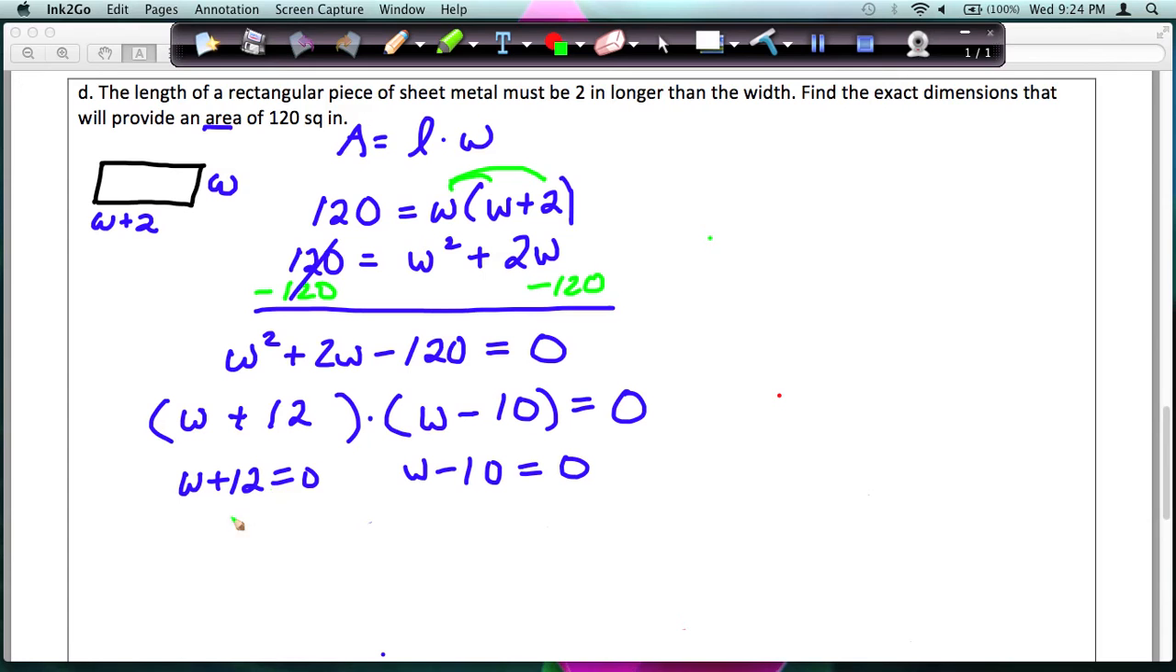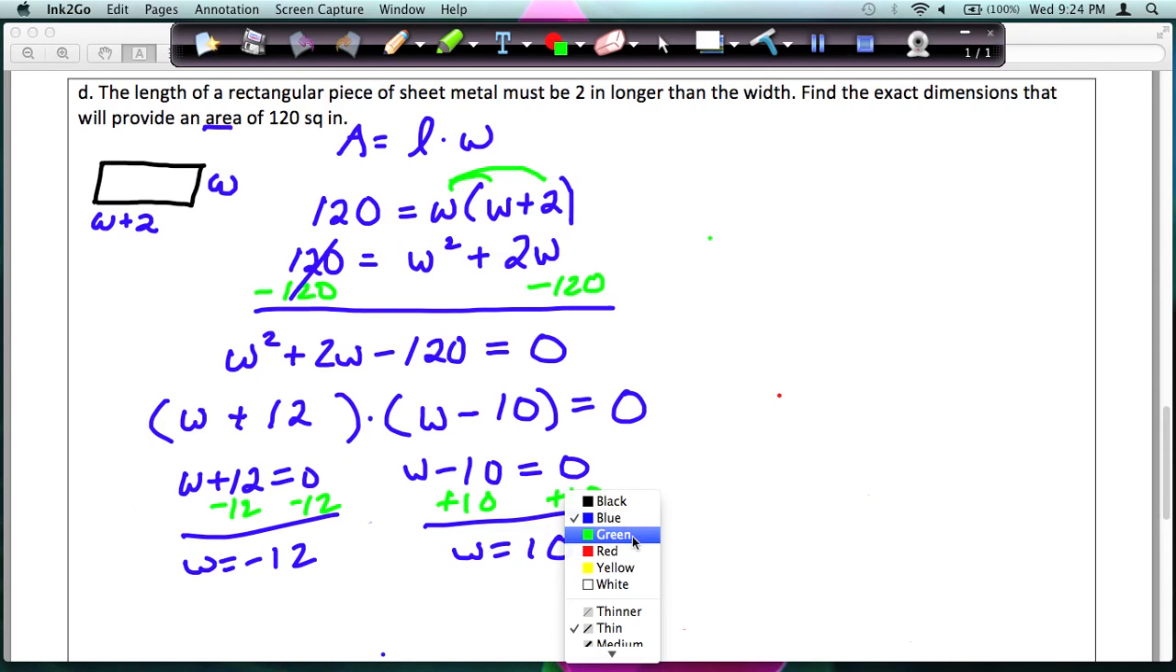Okay, so over here I'm going to subtract 12 from both sides, and on this one I'm going to add 10 to both sides. I get W equals negative 12, and then over here I get W equals 10. Okay, we cannot have a negative width, so again in this applied problem that negative answer doesn't make sense. So it would be W equals 10, and our units are inches, so make sure you include that.